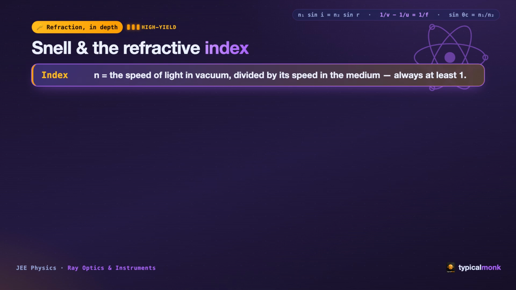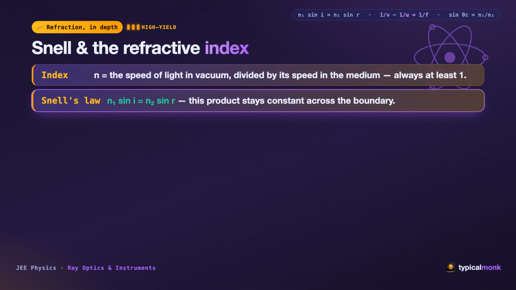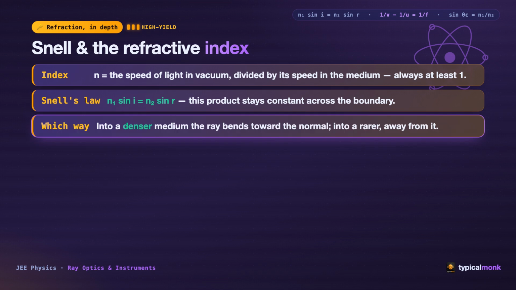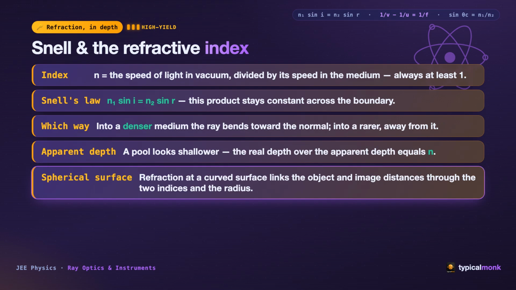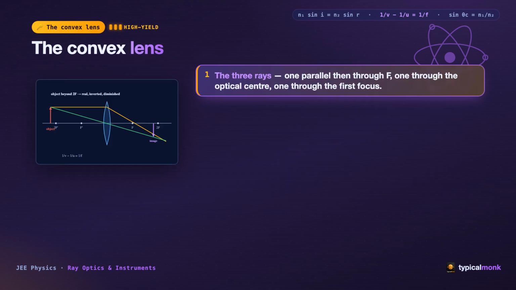Now, refraction in more depth. The refractive index. n is the speed of light in vacuum divided by its speed in the medium, always at least 1. Snell's law. n1 sin i = n2 sin r, and this product stays constant across the boundary. Which way does it bend? Into a denser medium, the ray bends toward the normal, into a rarer medium, away from it. Apparent depth. A pool looks shallower than it is. The real depth over the apparent depth equals n. A spherical surface. Refraction at a curved surface links the object and image distances through the two indices and the radius.